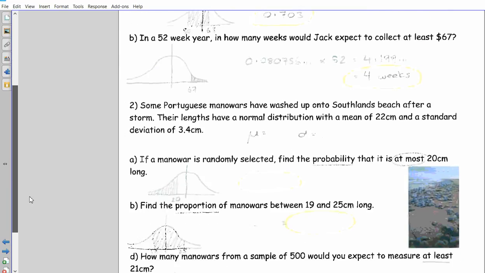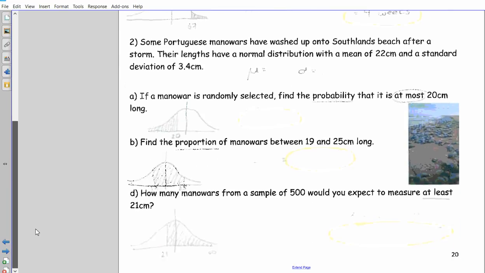Now here's another question about Portuguese man o' war. So some Portuguese man o' wars have washed up onto Southland's beach after a storm. Their lengths have a normal distribution with a mean of 22 and a standard deviation of 3.4. So let's write out our mean. Mu is equal to 22. Standard deviation is equal to 3.4. Always good to write them out.